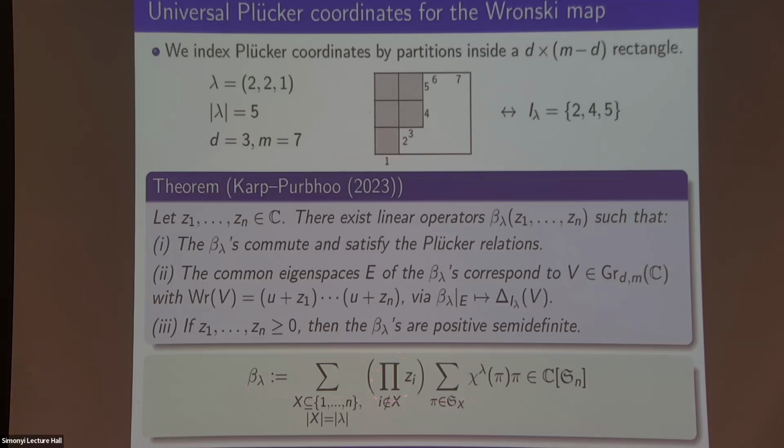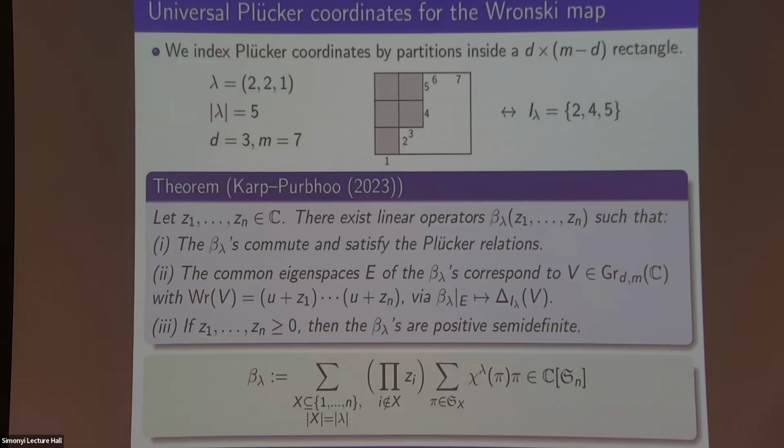Here I have a product of all the zi for i not in my subset. Then here I have a sum over all permutations pi, which are only allowed to permute the elements of the subset. And here I have the permutation pi. Out front, I have this number, which is the irreducible character evaluated at pi. So this is using the fact that the Plücker coordinates are indexed by partitions, but partitions also index irreducible characters.